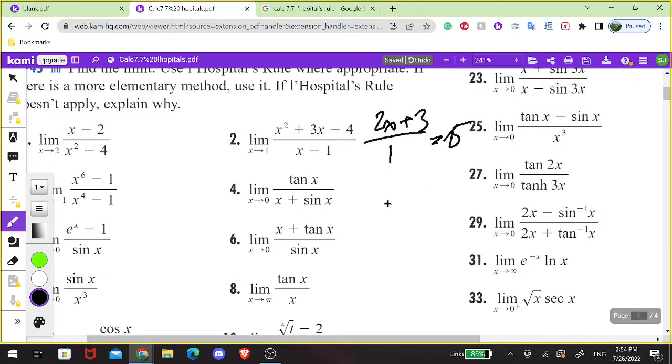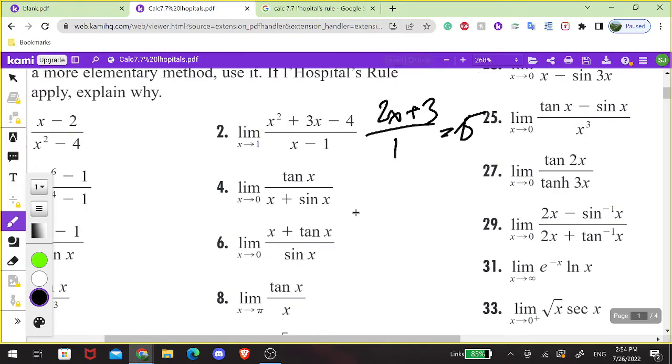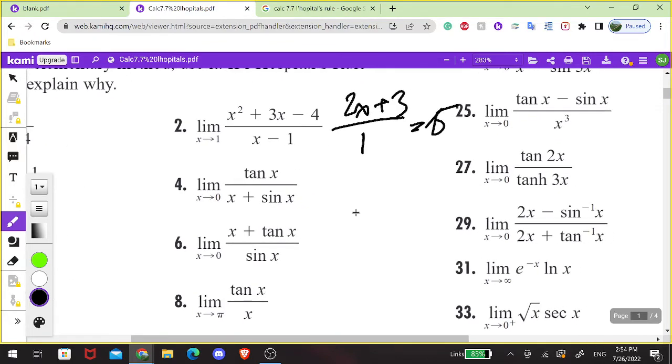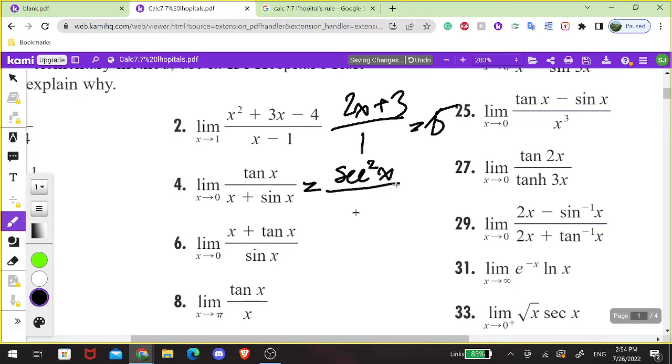Alright, next one, tan of 0 is 0, 0 plus sine of 0 is 0, 0 over 0. Okay, 0 over 0 is indeterminate. So this one, L'Hopital applies. So derivative of tan is secant squared x. On the bottom, 1 plus cosine x. Now plug 0, secant is 1 over cosine x, and cosine at 0 is 1. So on top it will be 1.